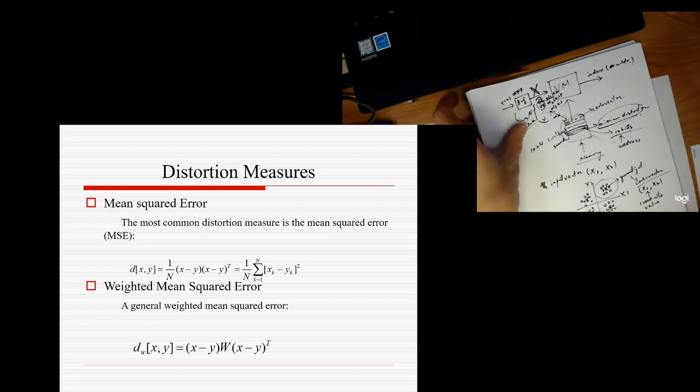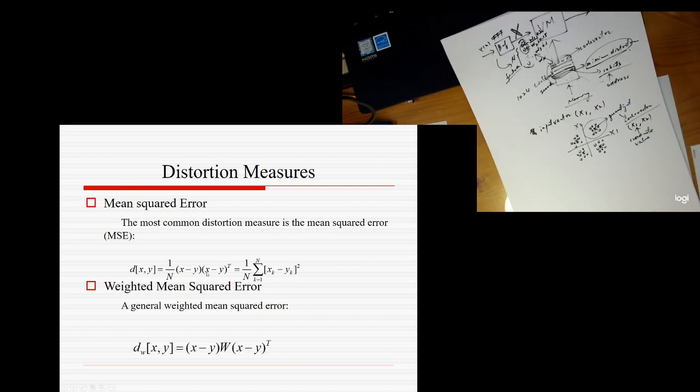So we are trying to rewrite it here. The weighted version is more like this.